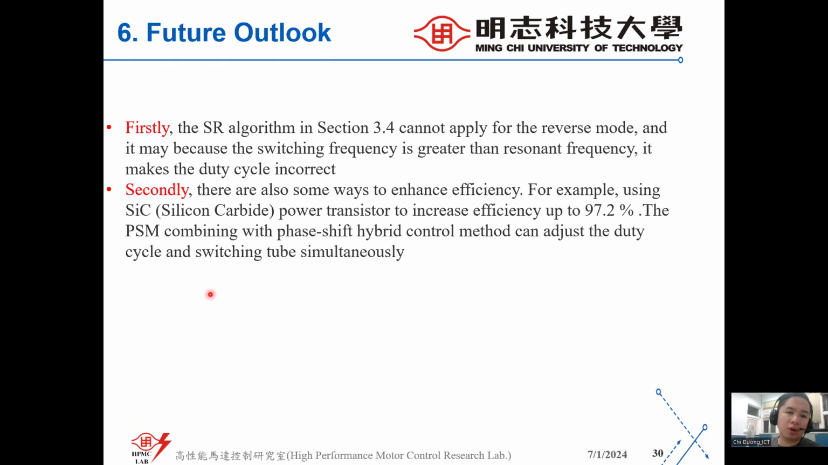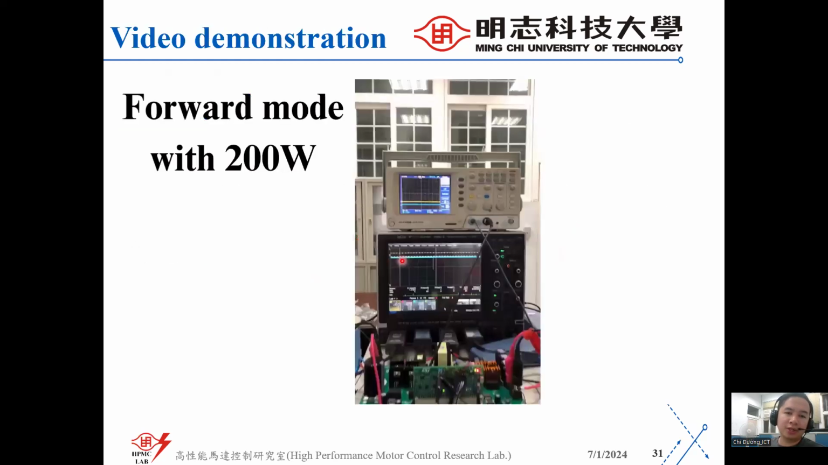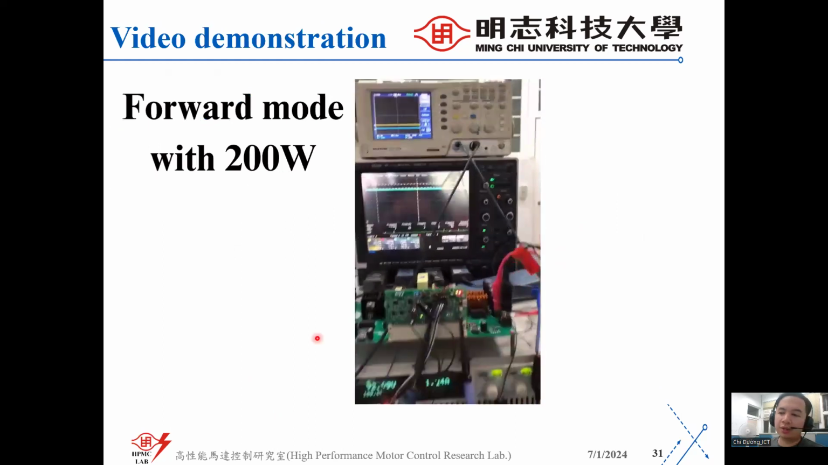And for further work, the SR algorithm in the system cannot apply for the reverse mode, and it may be because the switching frequency differs from the resonant frequency, so it makes the resistance incorrect. Secondly, there are some ways to enhance the efficiency, for example, using the silicon carbide power transistor to increase the efficiency up to 97.2%, and the passive hybrid control method can adjust the cycle and switching simultaneously. And in the next slide we will show the video.